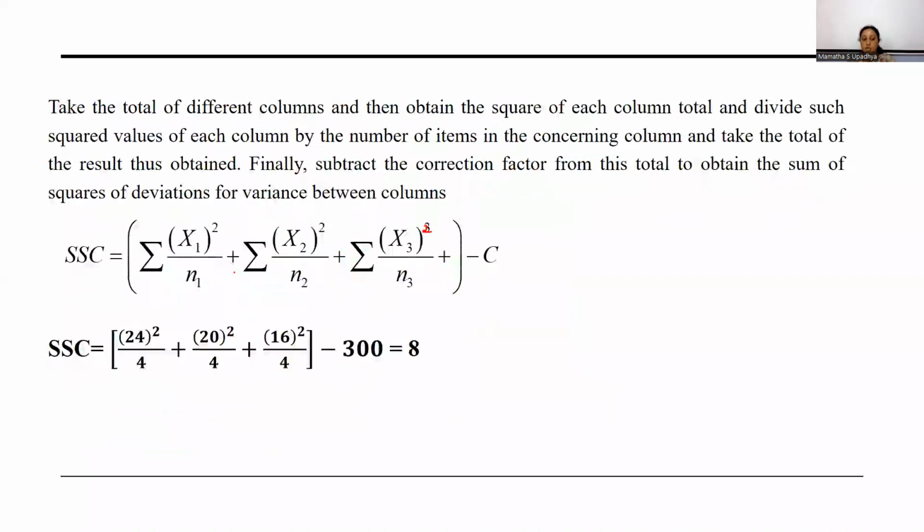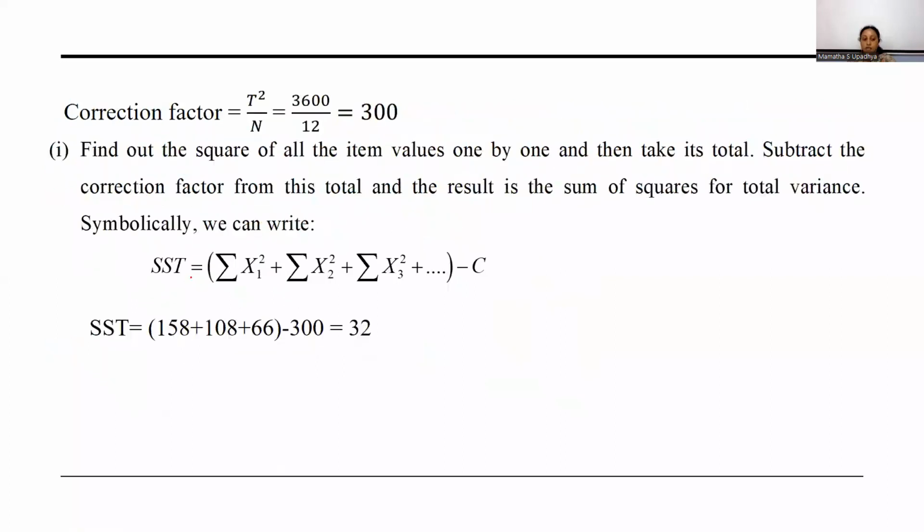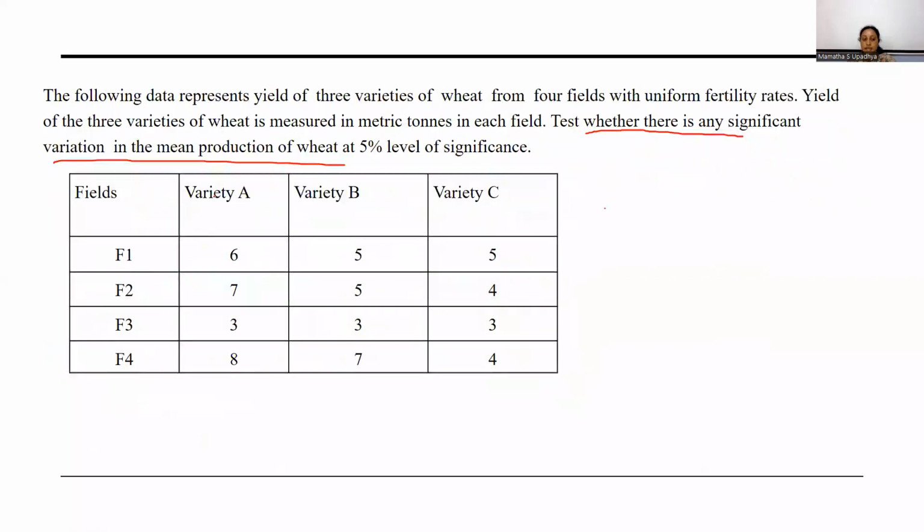So substituting all this, and here divided by n1. What is this n1? You can see here. So in the samples for the variety A, how many samples have we taken? We have taken 4 samples. So this represents our n1 value. So small letter n1 represents 4, which is equal to the number of samples collected individually for the variety A.